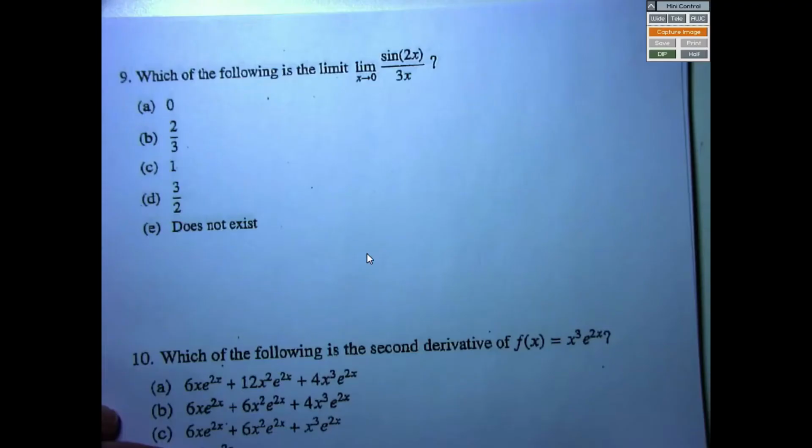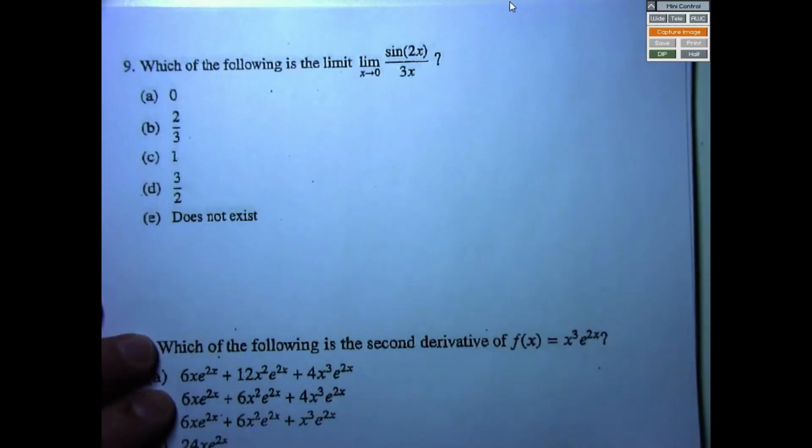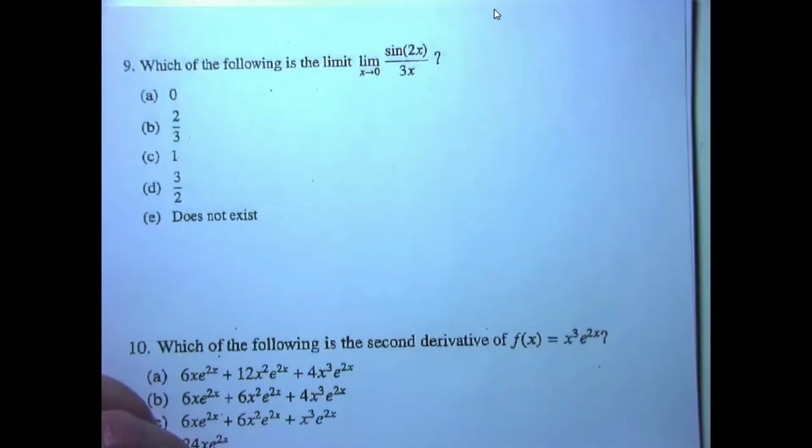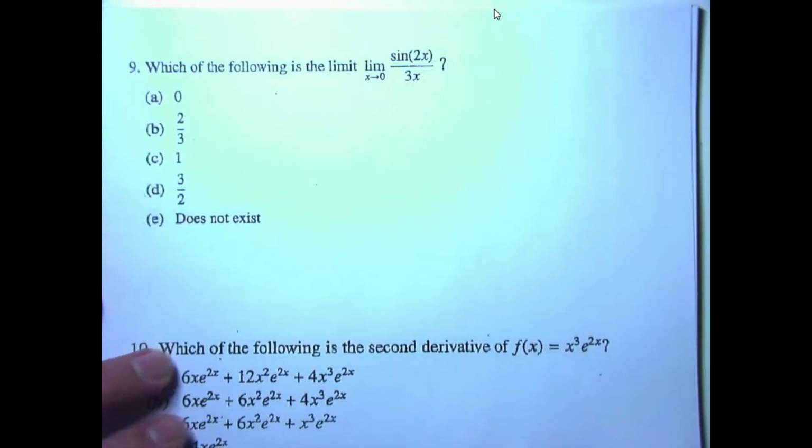All right, number 9. Number 9 says, which of the following is the limit as x approaches 0 of sine of 2x divided by 3x.